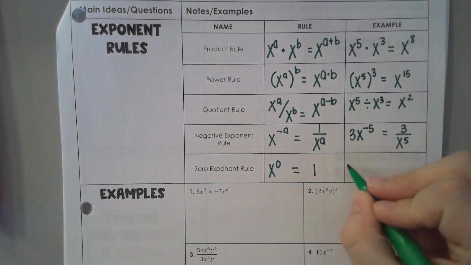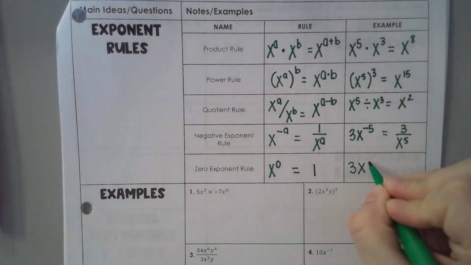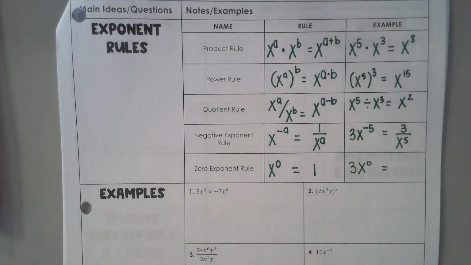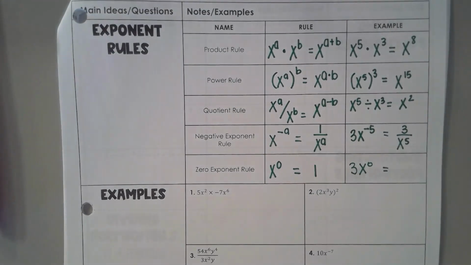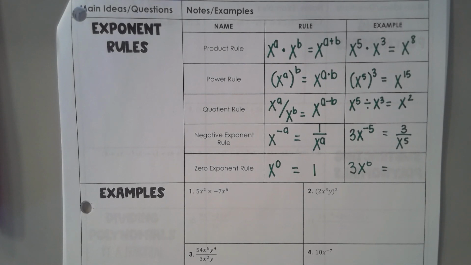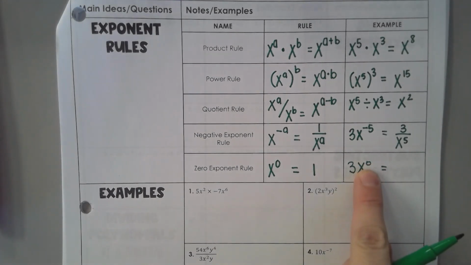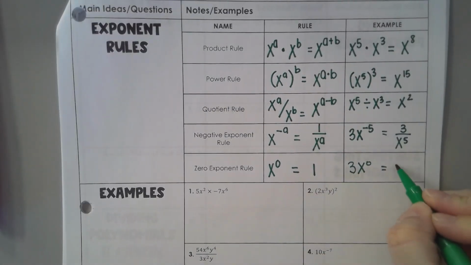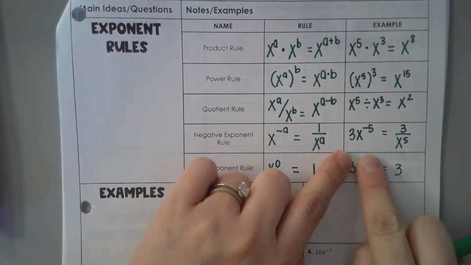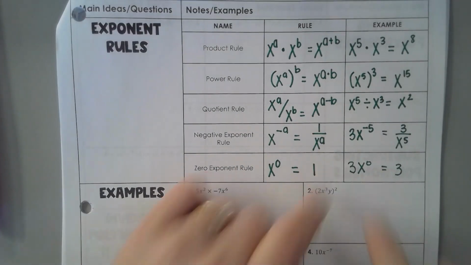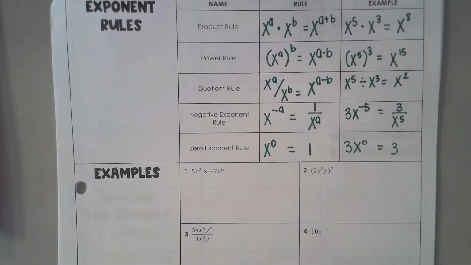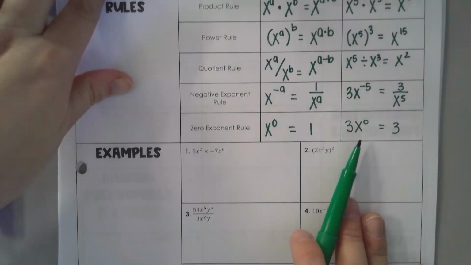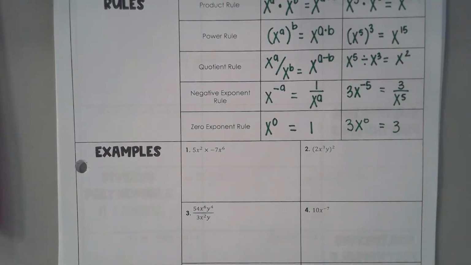So what if I had 3x to the 0 power like this? What would this be equal to? This part is 1. So it would be 3 times 1, which is 3. If I had parentheses around the whole 3x, then it would be equal to 1. But as of right now, only the x has the 0 power.